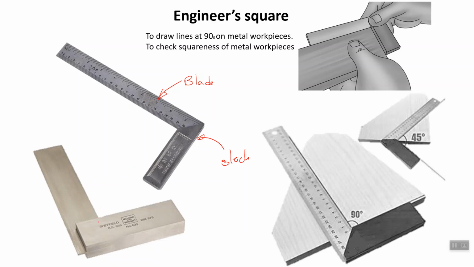This one is used to measure only 90 degrees, but this one is used to measure also at 45 degrees. As you can see here, you can mark out lines at 45 degrees or at 90 degrees. Here you can check squareness on materials to see if the corner is well cut at 90 degrees. The engineer square is used on metals and plastics also, but never on wood.